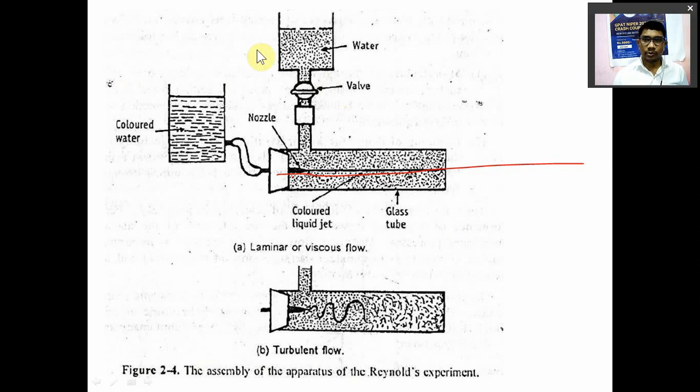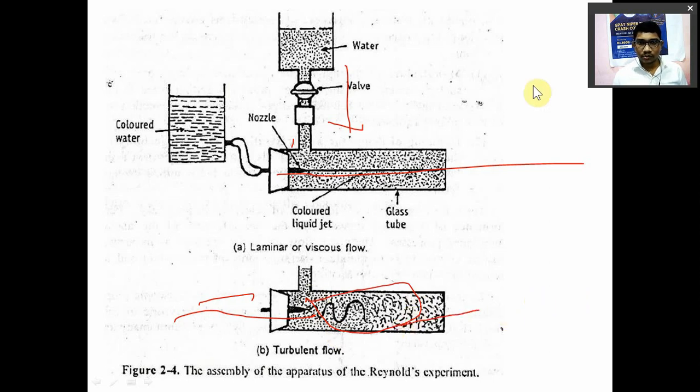Now if you increase the flow of water over here, यहाँ से अगर ज़्यादा water का flow किया, so what will happen? This colored solution stream will get mixed up because of Eddy's diffusion, and the whole solution will be colored. Okay, this one is known as a turbulent flow.